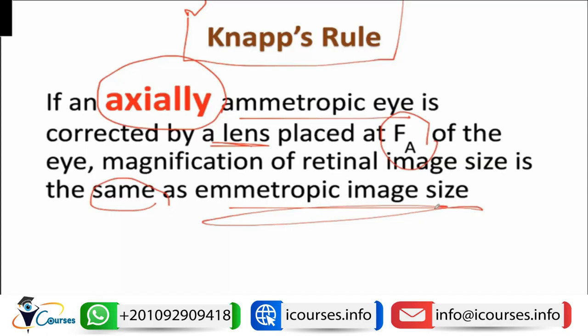This is very, very important, because if we place the lens either inside the FA or outside the FA, then the retinal image size will be different. As we said, the myopic patient tends to push his glasses toward his eyes to gain more magnifying effect, because the lens is not present at the FA. And this rule only applies for axial eyes, or axially ametropic eyes, not all eyes.